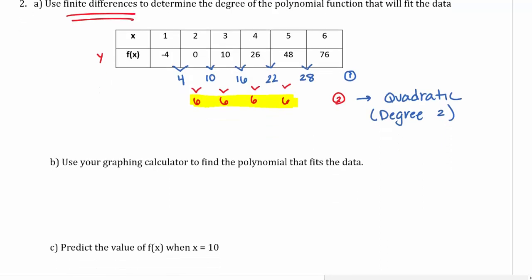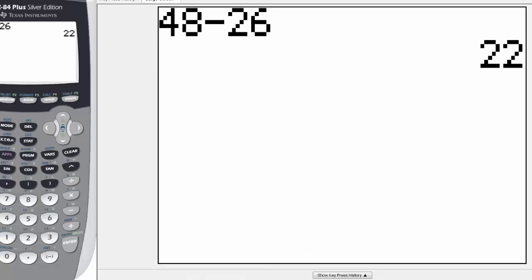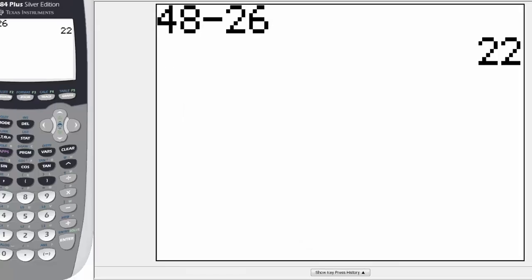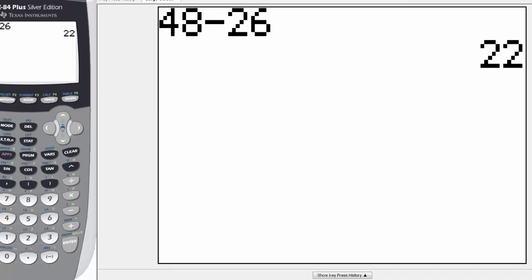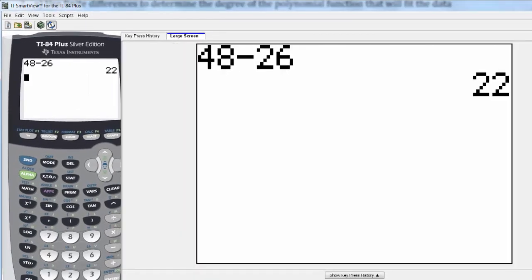But what I need to do now is use my graphing calculator to find the polynomial that fits the data. So I did the finite differences, right? You're looking for the line where they're all the same. So we decided this is quadratic. So I have to use this function in my calculator called QuadReg. So right now I need you to take out your calculator. Let me resize this so you can see it.